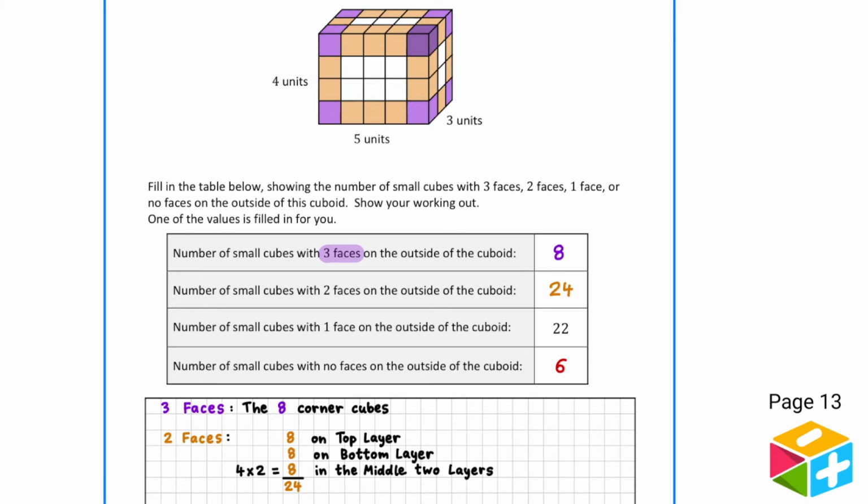The cubes with 2 faces on the outside correspond to the non-corner pieces which appear along one of the edges of the cuboid. I've coloured these in orange. If we focus on the top layer of the cube, we have 1, 2, 3, 4, 5, 6, 7, 8 orange cubes. By symmetry, there'll be 8 orange cubes on the bottom layer.